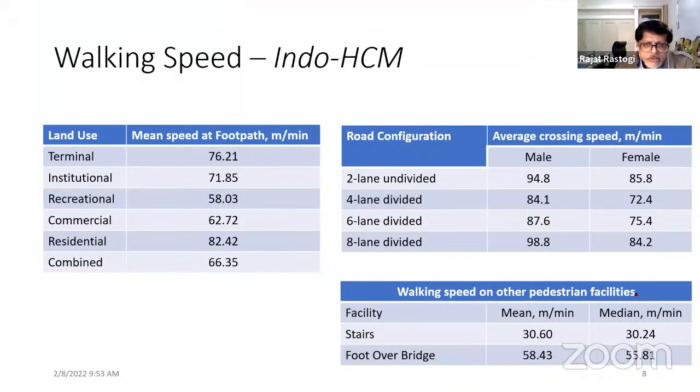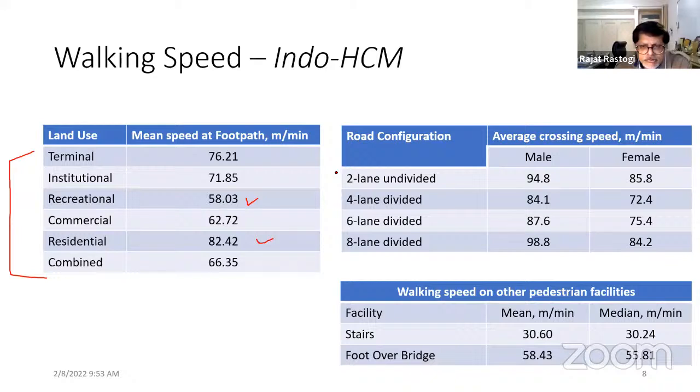Then when you look at the IndoHCM, what IndoHCM has done is that it has used land uses here. And you can see that for different land uses, they are providing the mean speeds at the footpath in meters per minute. Here, the recreational area has the lowest value, and the residential area has the highest value. So that's an additional classification being given. And of course, it's not being repeated in this manner in the IRC 103 because that's already available.